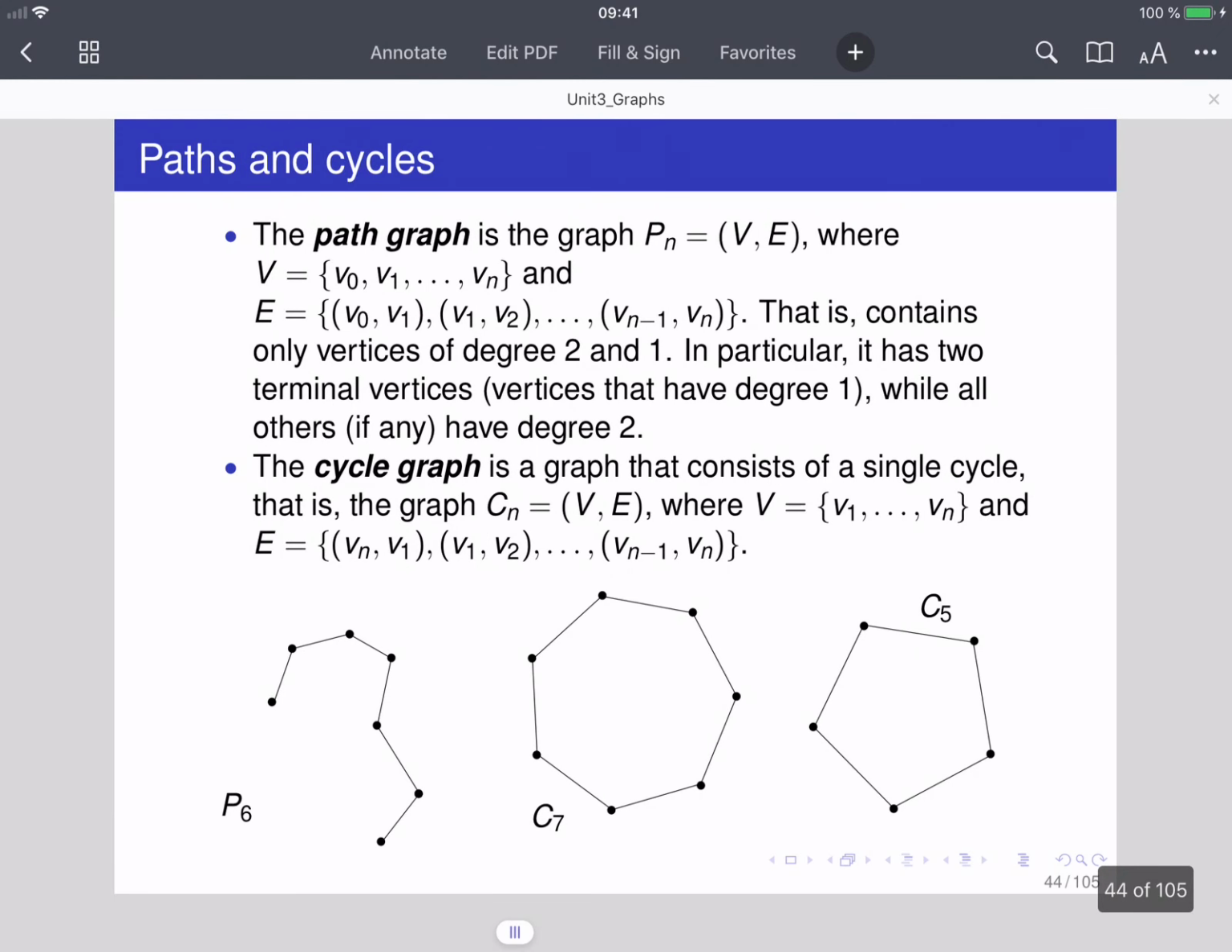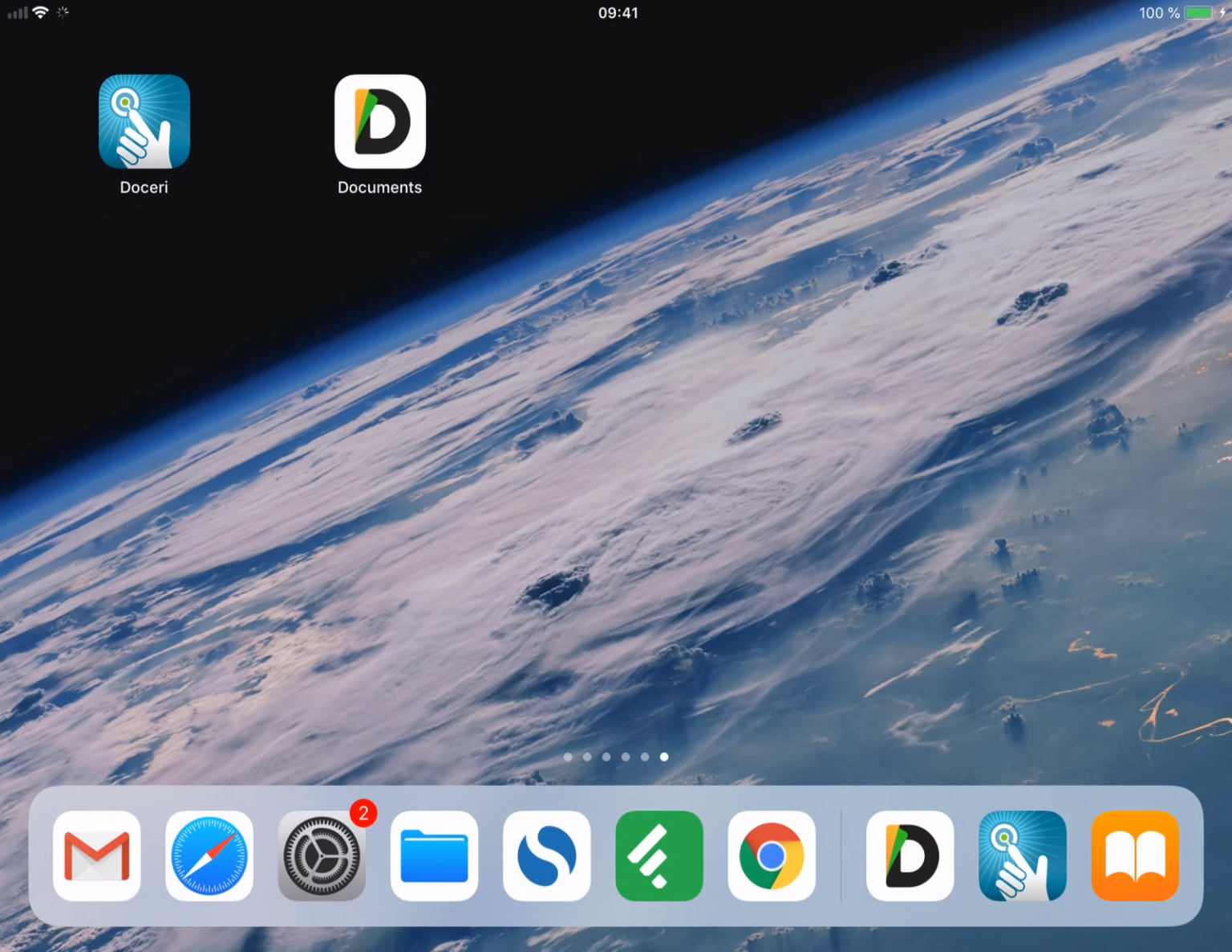family of graphs, which is also important, but it's very simple to define. These are what we call the path graphs and the cycle graphs. Okay, and as the names imply, these are graphs in which we have either a path or a cycle. Okay, so the path graphs are going to be denoted by P sub the number of vertices, and the cycle graphs are going to be denoted by C sub the number of vertices.